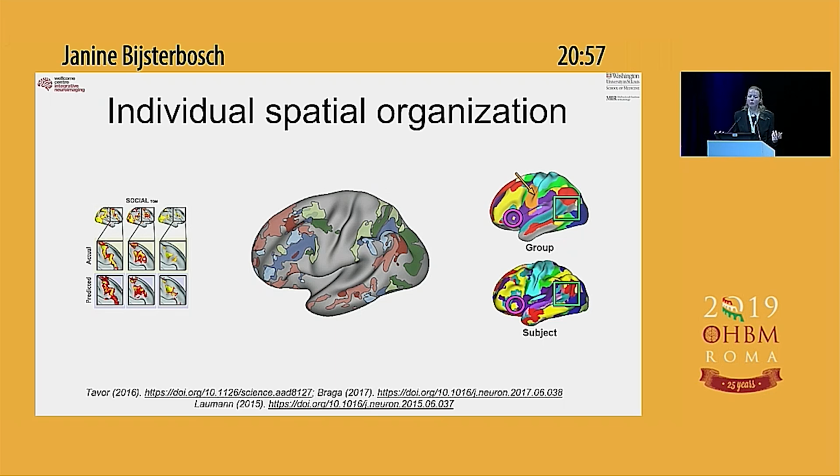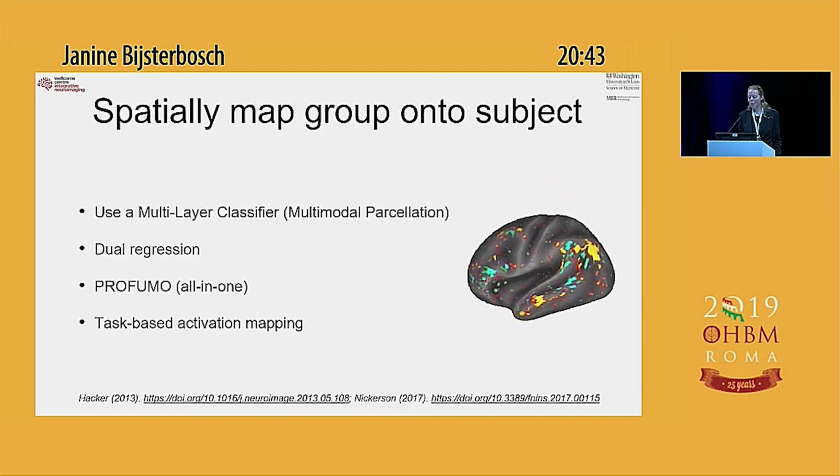However, we do know that there's a lot of spatial variability even after doing common registration techniques. There's a lot of spatial variability between people, and we've seen this in a number of papers that have come out over the last years, and I'm just citing a few of them here. So it's important to think about, once you've defined your nodes, how to account for that spatial variability. How are you going to map your group level node onto individual subjects? And there are a few options for this.